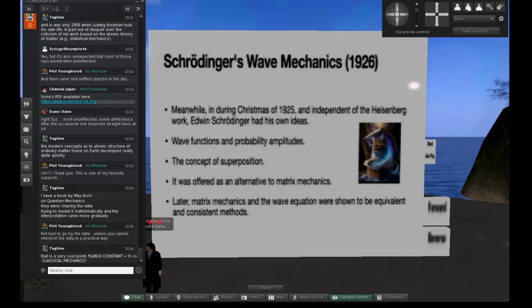He came up with a wave function to produce probability amplitudes. He also came up with the idea of superposition of states, and this he offered as an alternative to matrix mechanics. Now, later on, the matrix mechanics and wave equations were shown to be equivalent. However, at that time, at least for that first year, there was quite a controversy over it.